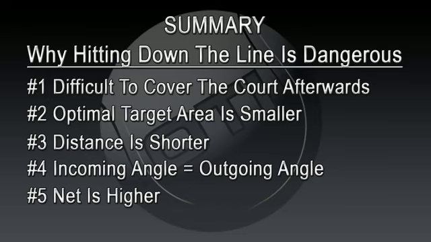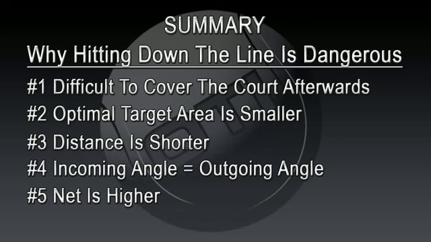And reason number 4, the incoming angle of the ball naturally equals the outgoing angle, and that basically means if the ball is coming in cross court into your racket, there will be a natural tendency for the ball to go out cross court the other way. And that means you will have a natural tendency to miss shots wide into the doubles alley. You have to counter that, compensate, and that's difficult to coordinate, and therefore you have a much higher risk of missing shots wide. Alright, and reason number 5, the net is higher when you go down the line.